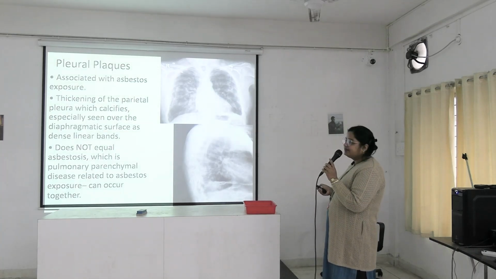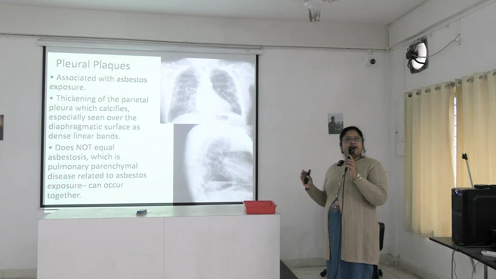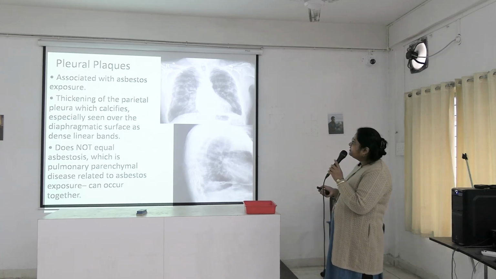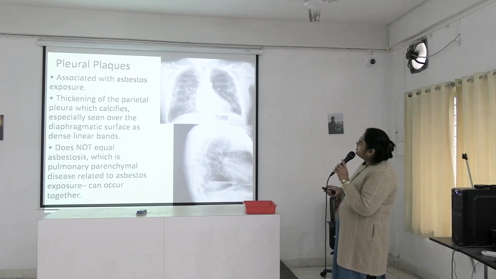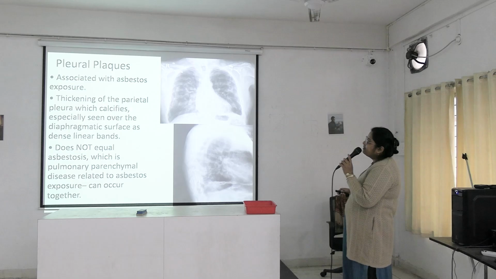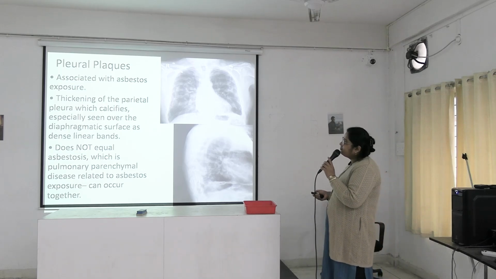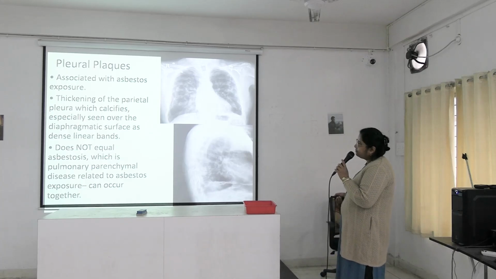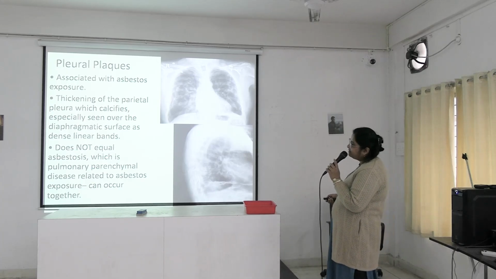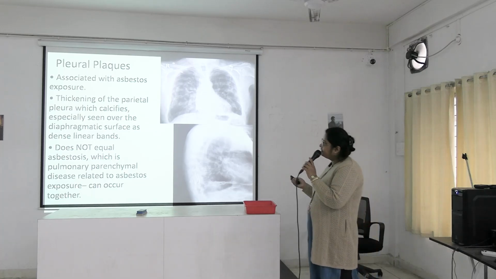Over the pleura, there is formation of white plaques. It occurs in asbestosis. Thickening of the parietal pleura, which calcifies, especially seen over the diaphragmatic surface as dense linear bands, and does not equal asbestosis, which is pulmonary parenchymal disease related to asbestos exposure, though they can occur together.